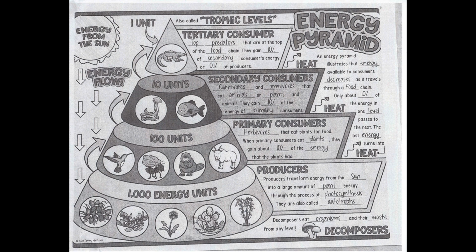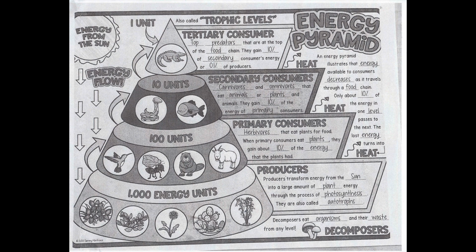Energy enters an ecosystem from the sun. Producers, remember, producers are plants, they receive the most energy. Primary consumers receive about 10% of the energy from the producers. The rest of that energy is lost in the form of heat.